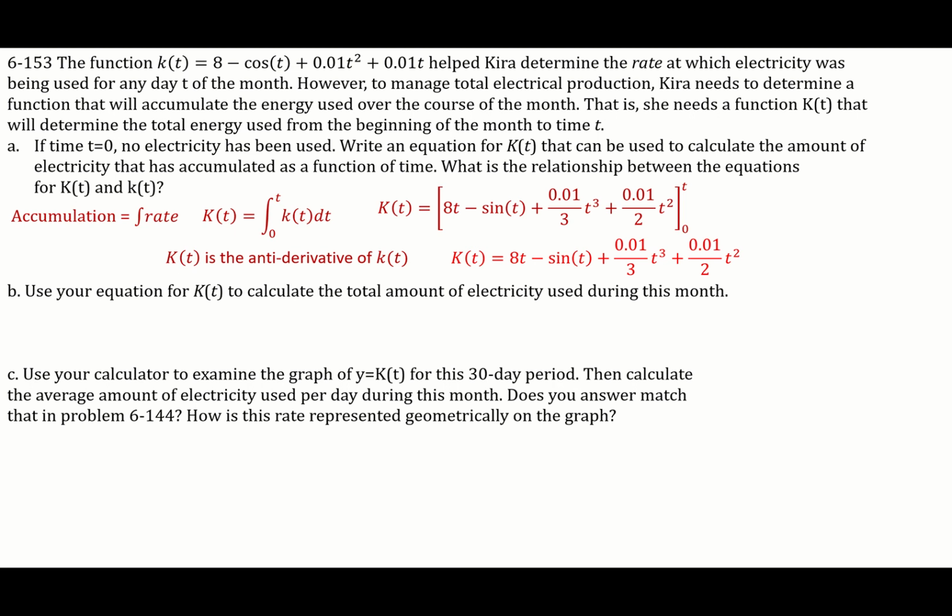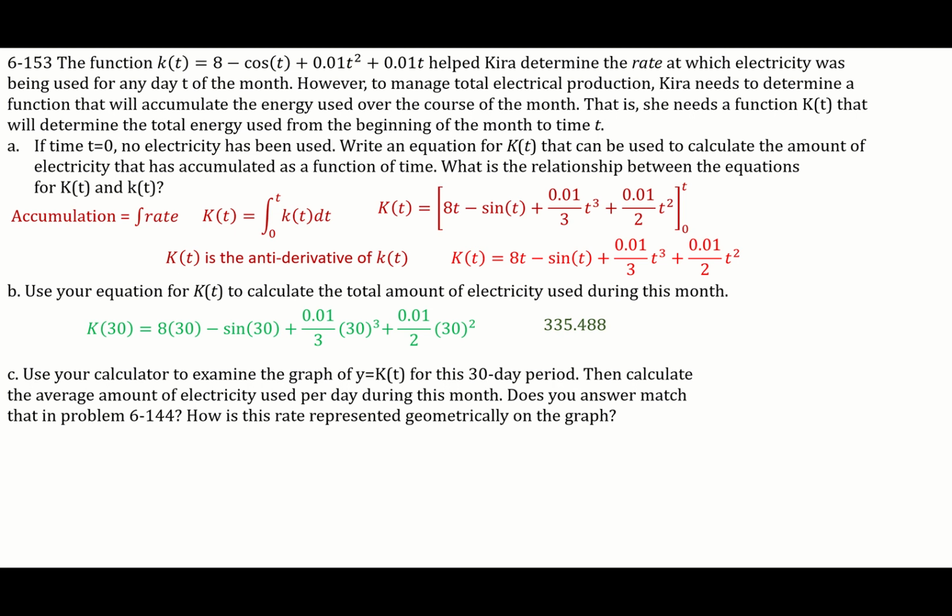So remember, accumulation is the integral of rate. Okay, now to calculate the total amount of electricity used during this month, assume that the number of days is 30 for the month. So just plug in 30, use a calculator. You're not going to do this by hand, and you get 335.488.